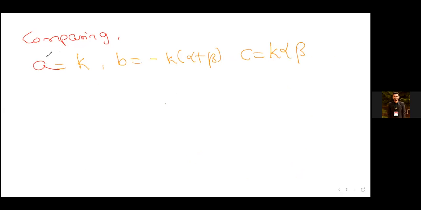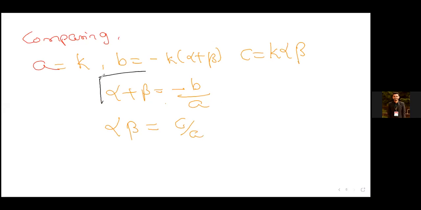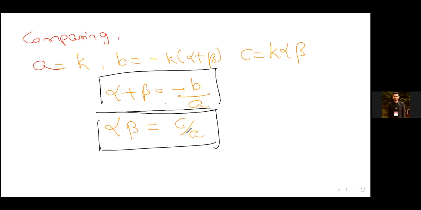And in general, I can say alpha plus beta is equal to minus b upon a, and alpha into beta is equal to c upon a. So these are the two important things that you need to remember.